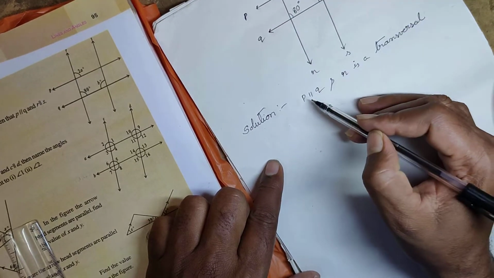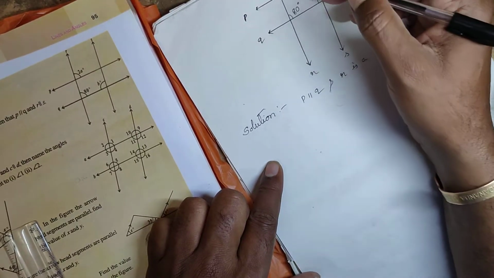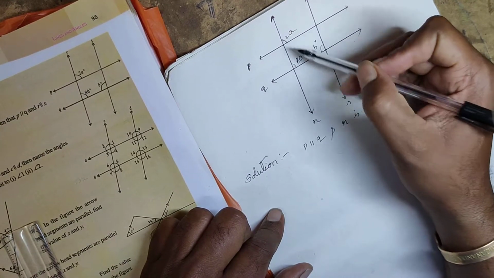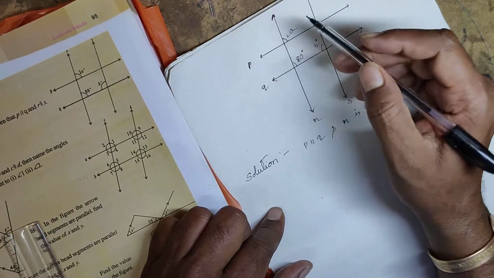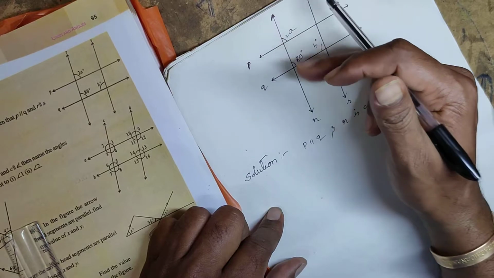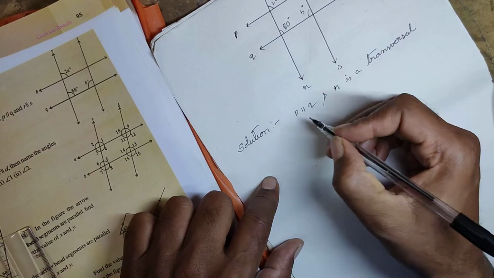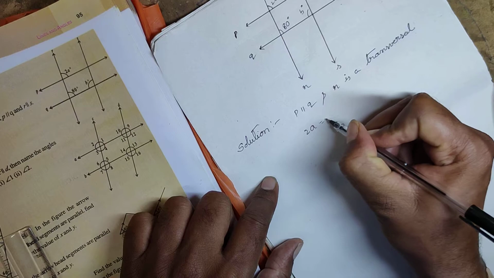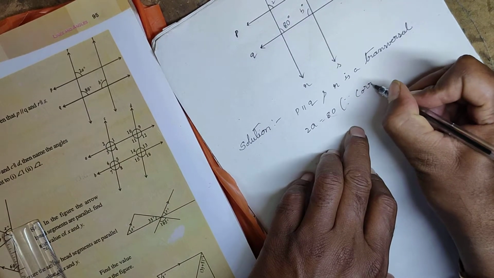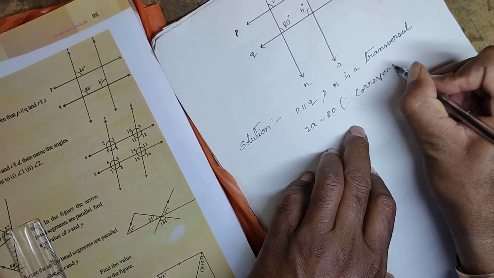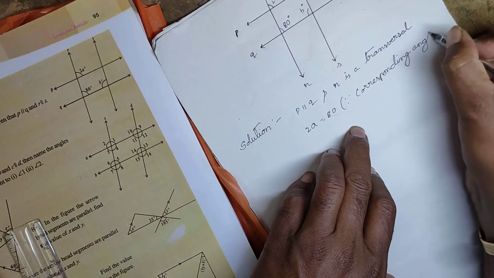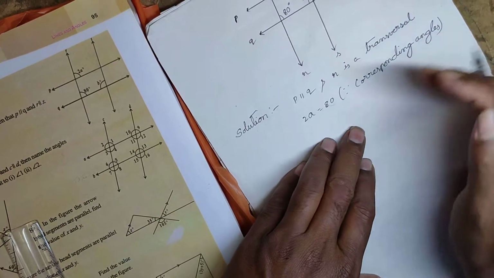Now, since P is parallel to Q and R is a transversal, if you observe keenly, the angles 2A and 80 are corresponding angles because they are on the same side only. One is an exterior angle, the other is an interior angle. So you can write that 2A is equal to 80, since corresponding angles. These two are corresponding angles.